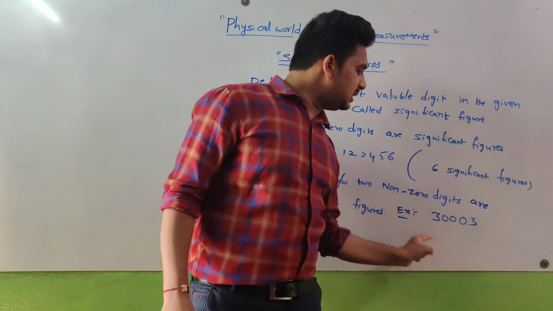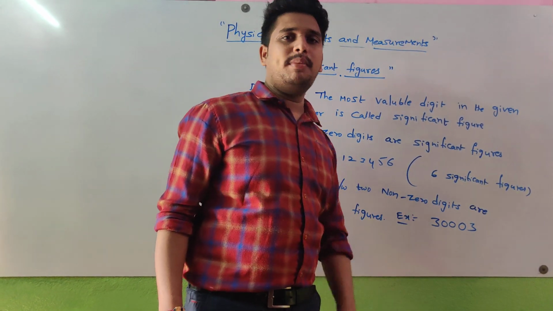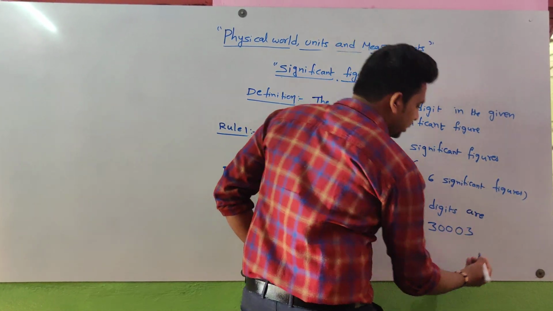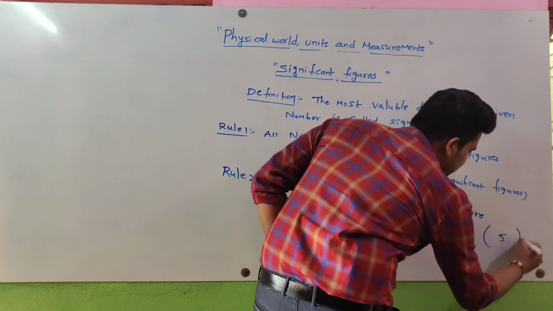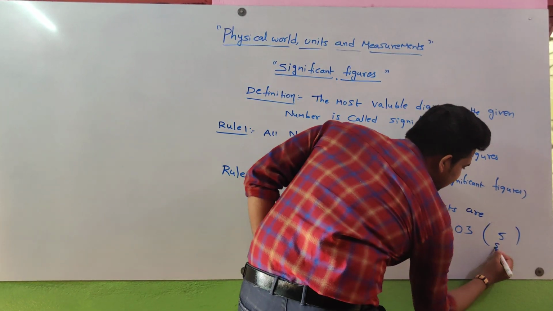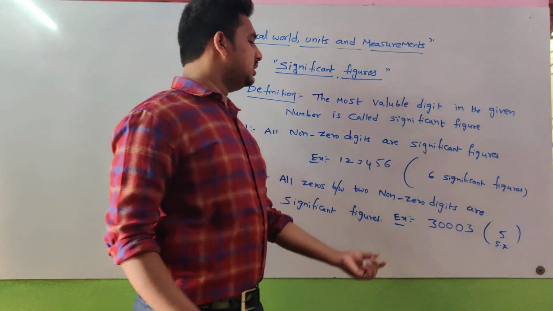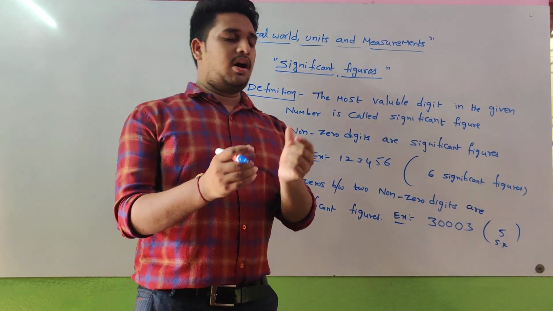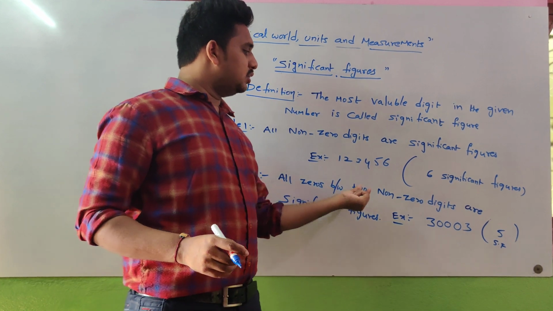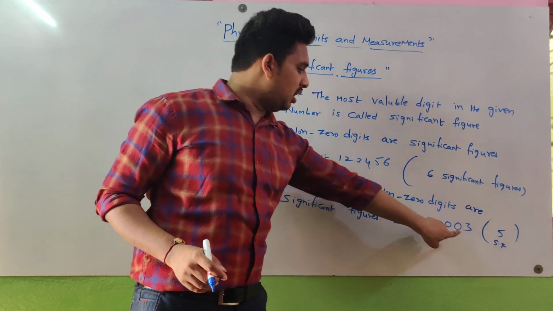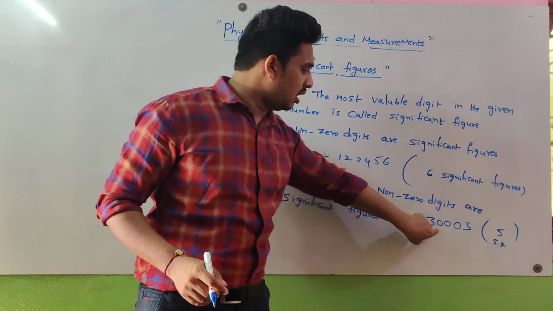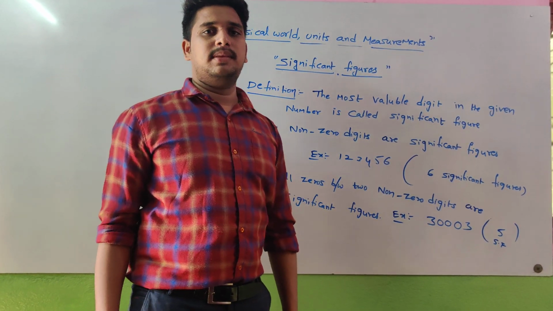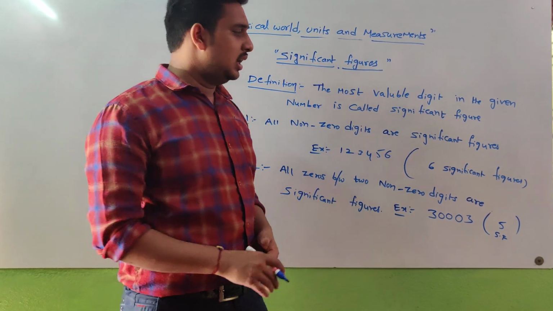That means in this number, how many significant figures are there in total? 1, 2, 3, 4, 5. The total number of significant figures in this number is 5. That means all zeros between two non-zero digits are also significant figures. This is rule 2.